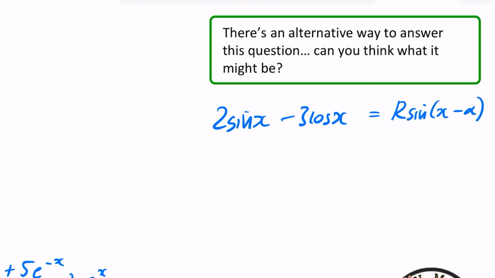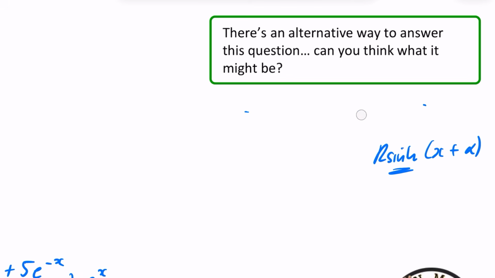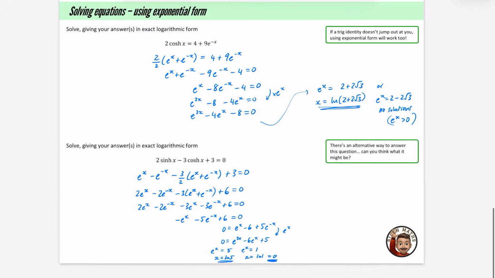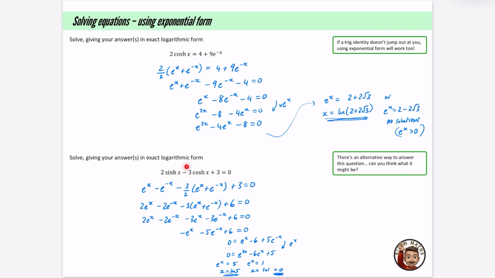So probably what we could have done for this one is we could have written it as r sine of x minus alpha. I'm not sure if it would be better with sine or cos or plus or minus or something like that. But if you really wanted to, you could have answered this using a harmonic identity instead to combine these two things into one single term, and it was solvable from there. So I think they do a couple of questions like that in the textbook, so do watch out for those ones.